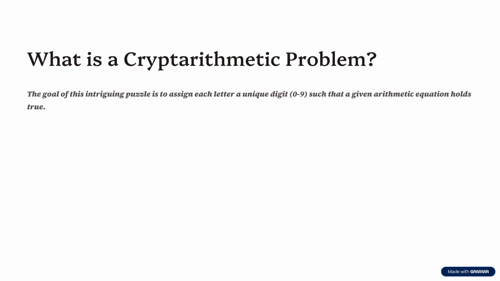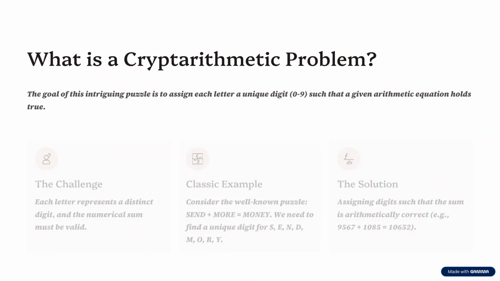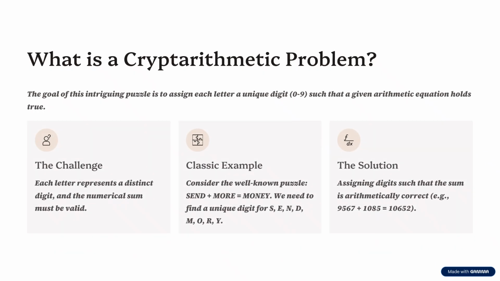So now, what is a cryptarithmetic problem? The goal of this puzzle is to assign each letter a unique digit from 0 to 9 such that a given arithmetic equation holds true. Now, what is the challenge of this problem? Each letter represents a distinct digit and the numerical sum must be valid. Throughout this presentation, we will be taking a classic example, that is SEND plus MORE equals MONEY.